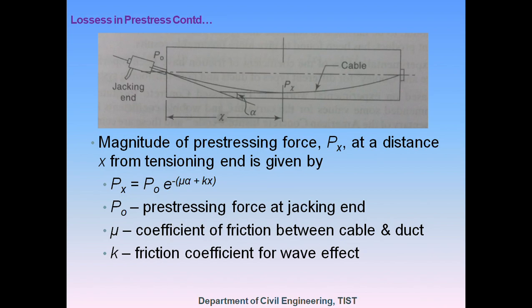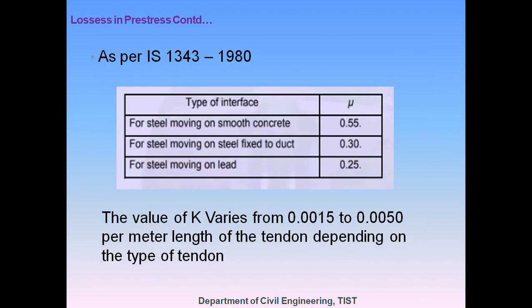If you are considering a section like this at a distance of x from the tensioning end, the magnitude of the pre-stressing force Px is given by P0 times e raised to minus (μα + Kx), where P0 is the pre-stressing force at the jacking end, μ is the coefficient of friction between the cable and the duct, and K is the friction coefficient for wobble effect. As per IS 1343-1980, the IS code for pre-stressed concrete, this table gives the value of μ, and the value of K varies from 0.0015 to 0.005 per meter length of the tendon.